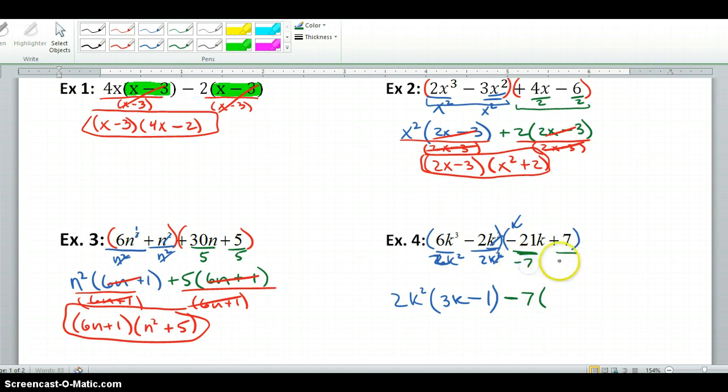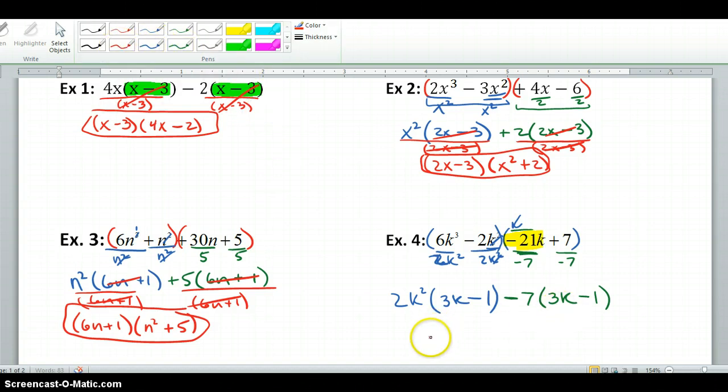Now, I am actually going to divide each of these terms by negative 7. That will change this. When I do negative 21k divided by negative 7, that would give me a positive 3k. 7 divided by negative 7 is actually negative 1. If you do not factor out that negative, you would end up with negative 3k plus 1, which would not match up with this binomial factor. So it's very important that if this first term is negative, you have to factor out the negative with it.